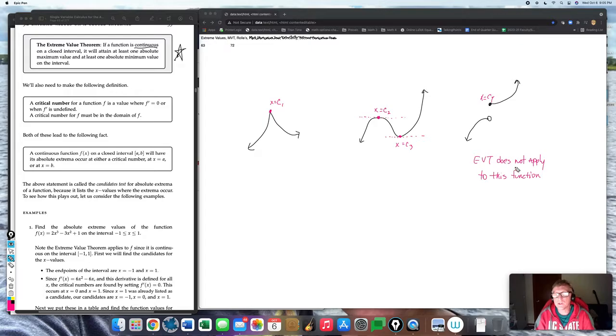But why doesn't this apply? Because remember, the function has to be continuous for this theorem to work out. So we're using this vocabulary word, critical numbers, where either the derivative doesn't exist or the derivative is 0. But here, the extreme value theorem is not going to apply to this function. So really important that we get that.